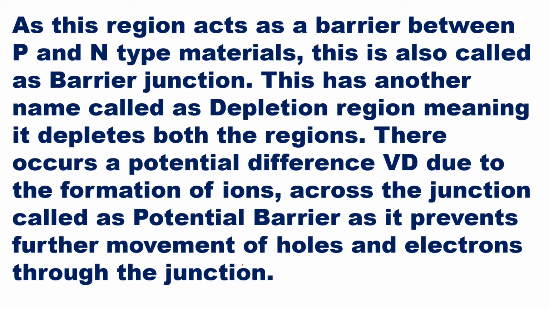It will make the main charge carriers less and the ions will be more, so there is no current conduction. There occurs a potential difference Vd due to the formation of ions across the junction, called the potential barrier, as it prevents further movement of holes and electrons through the junction.